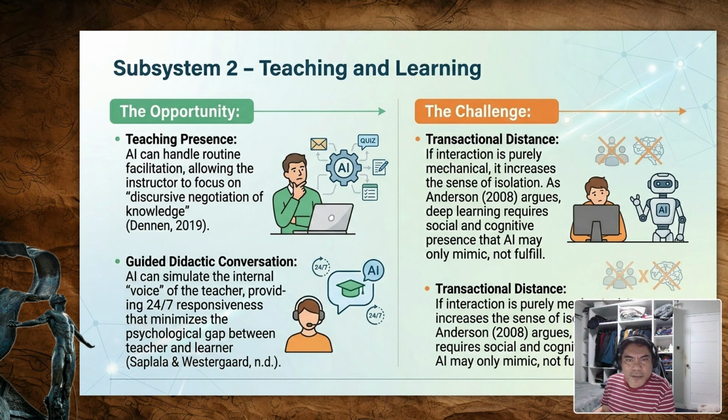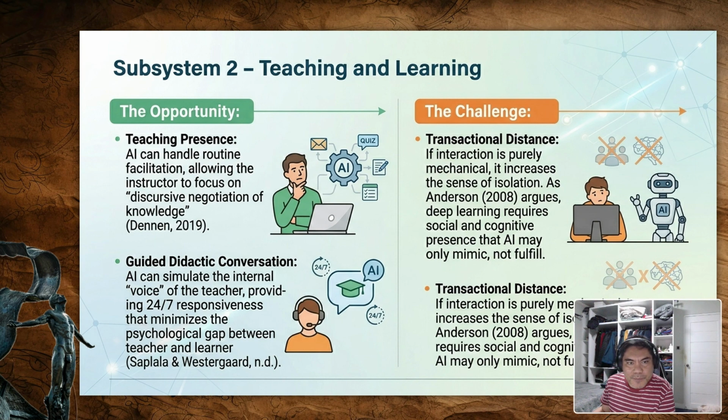Terry Anderson notes that teaching presence is about designing and facilitating cognitive processes. AI can handle the routine, answering FAQs, or providing instant formative feedback, which actually frees up the human instructor to engage in what Vanessa Denon calls the discursive negotiation of knowledge. By stimulating the internal voice of the teacher, AI can reduce the psychological gap between us and our students.